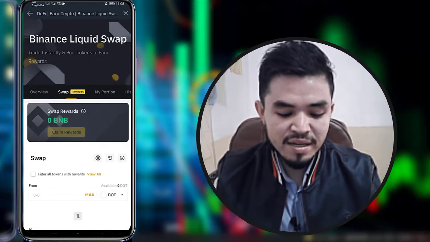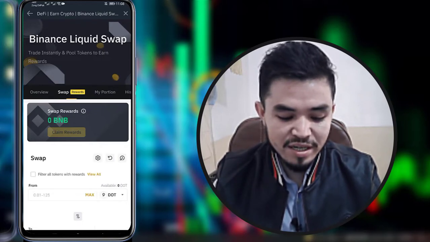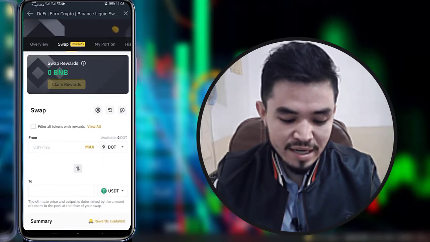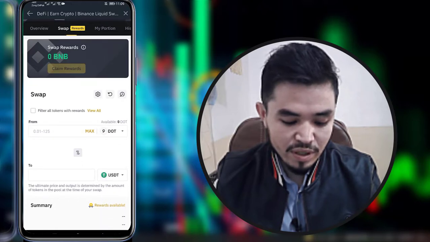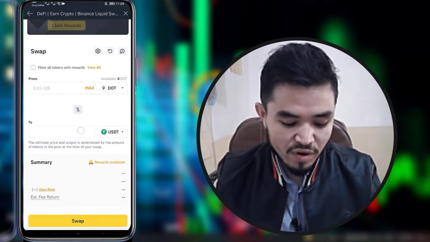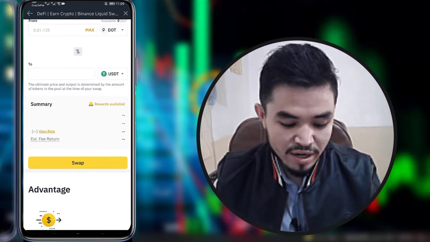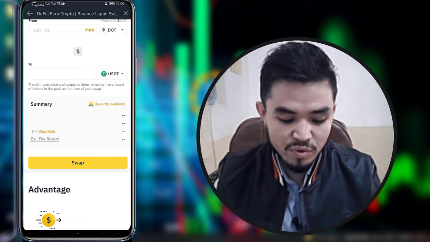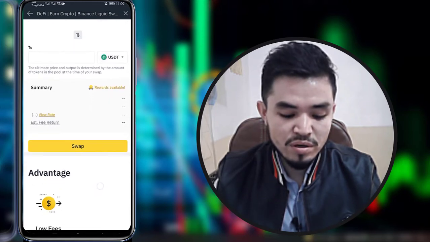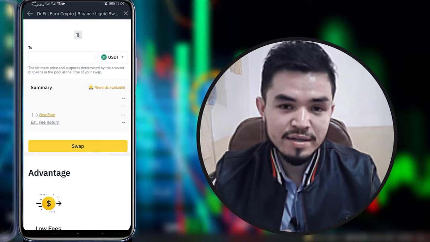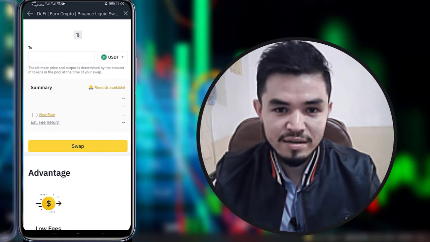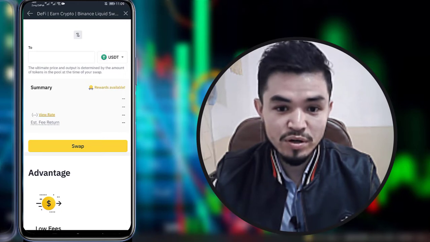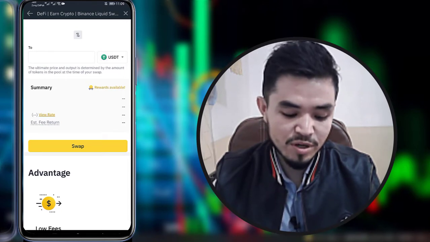You can see Binance Liquid Swap: trade instantly and pool tokens to earn rewards. There is a filter for all tokens with rewards. Here you can see the ultimate price and output is determined by the amount of tokens in the pool at the time of your swap. It has the rules of staking and unstaking. If you are new to staking cryptocurrency on Binance, you may find this information useful.